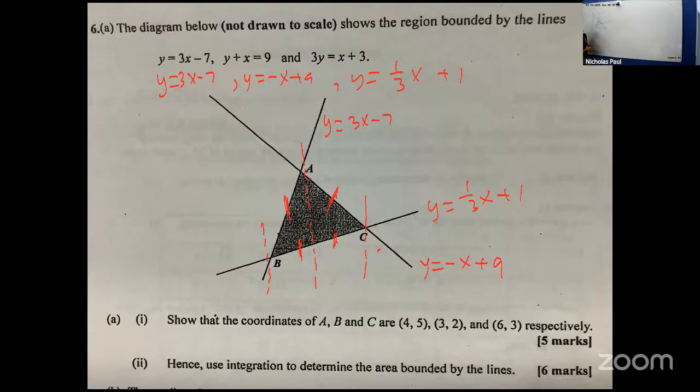So you're subtracting these two equations and integrating them. I gave you the equations already, right? Here y is 3x minus 7. Here y is minus x plus 9. And here y is 1/3 x plus 1.